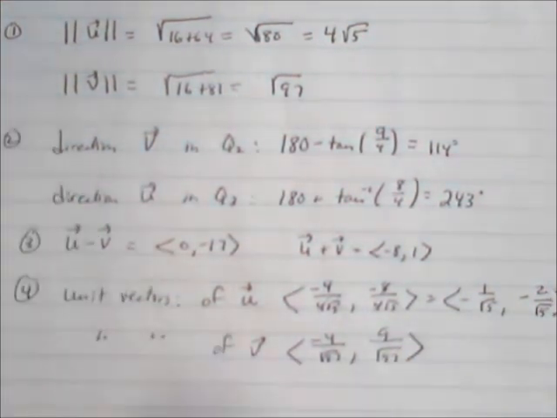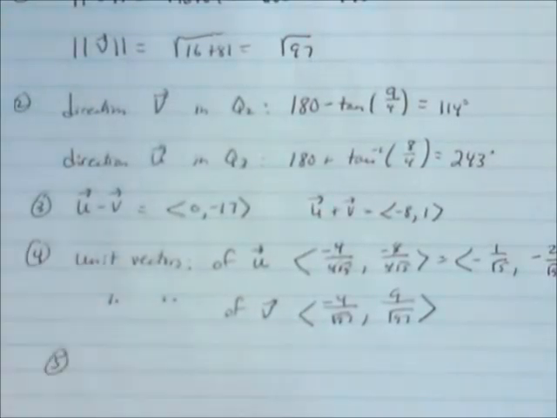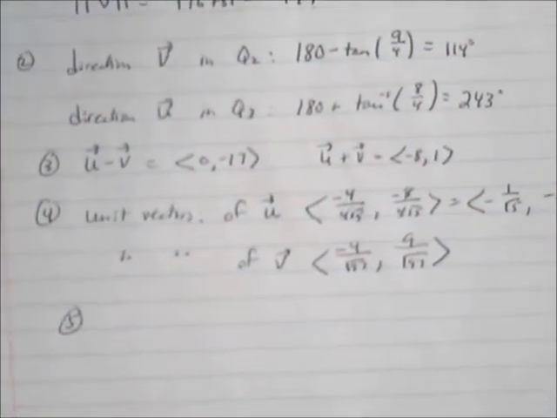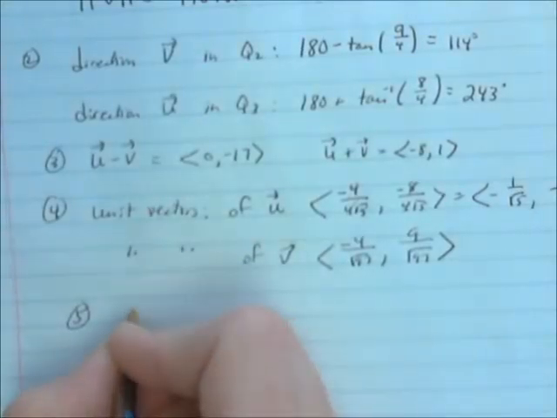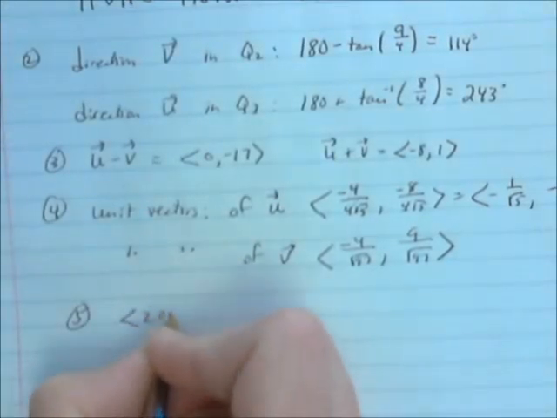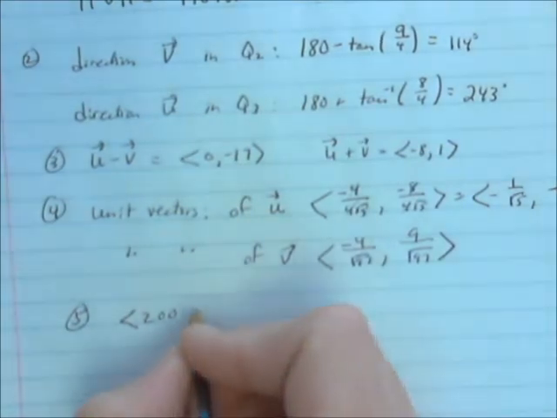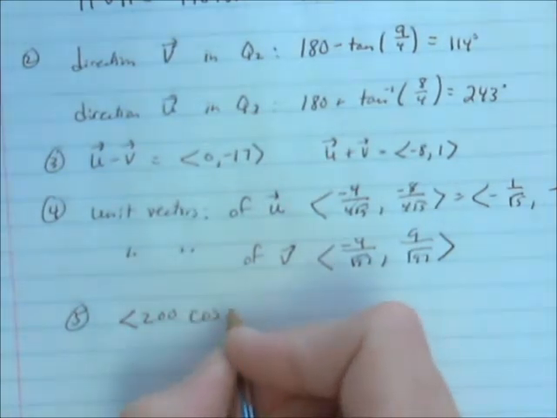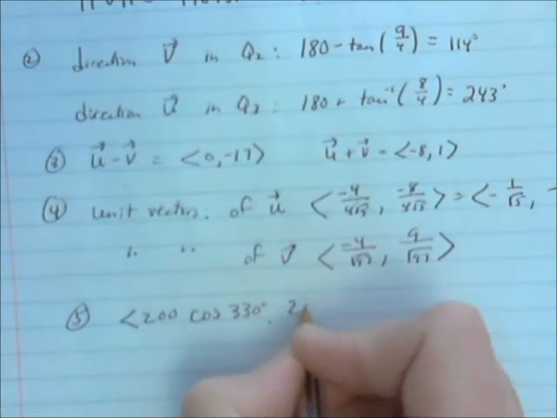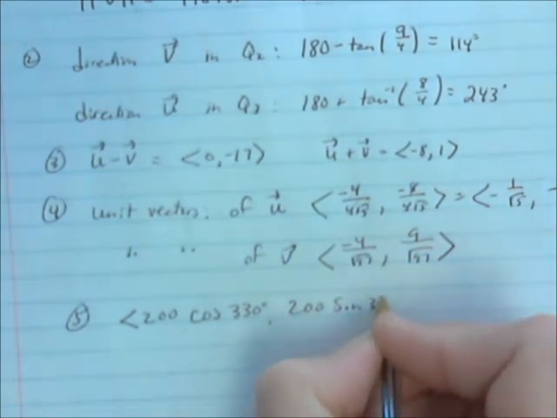Okay, item number 5. I wanted you to find the component form of that angle that was down in quadrant 4. So component form is magnitude, 200, times the cosine of the angle. Well, I gave you a 60-degree angle from the y-axis, so that actually turns out to be 330 degrees. 200 sine of 330 degrees.